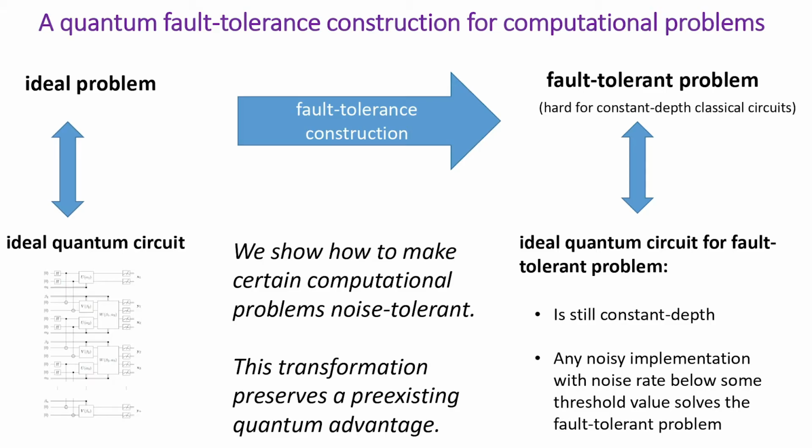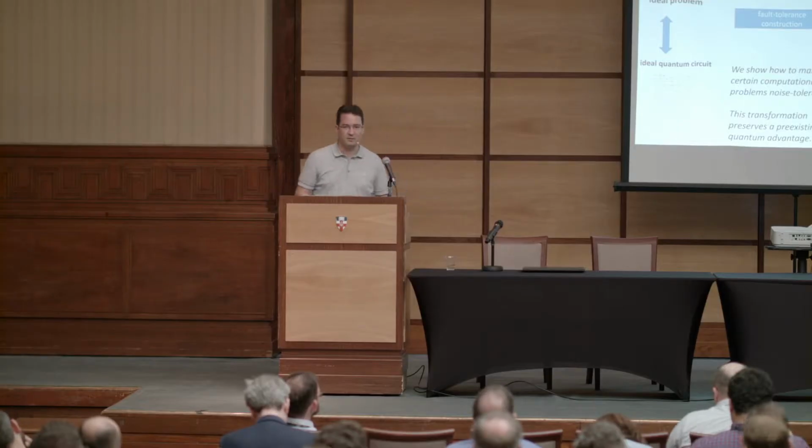Instead, we do something different. We take the problem and we sort of recompile the problem. We define a new problem, which I call the fault-tolerant problem. And this problem now has the property that it's still hard for classical constant depth circuits. And at the same time, you can solve it using a circuit which tolerates noise. Okay, so we don't actually solve the original problem, but we now solve a fault-tolerant problem. And we have a general transformation which takes a computational problem of a certain form, one that's defined in terms of classically controlled Clifford circuits, and turns it into such a fault-tolerant problem.